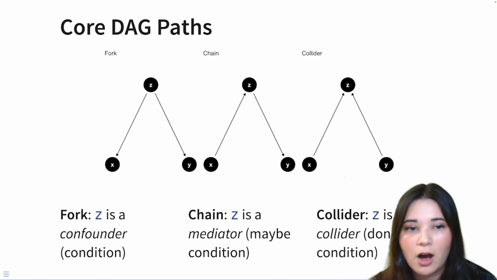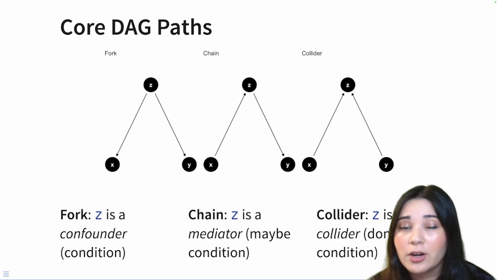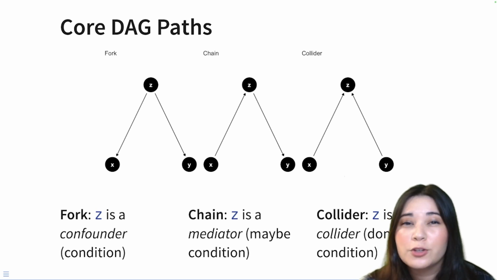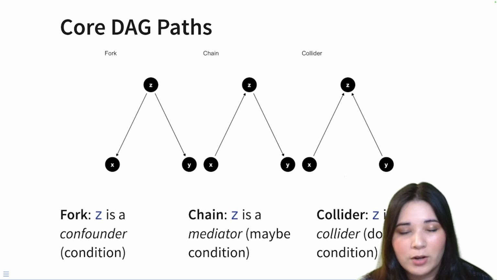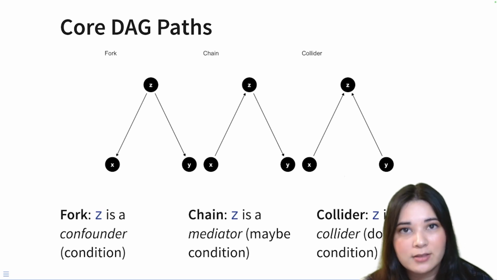For forks, we often want to condition on Z in order to get a better causal estimate. For colliders, we never want to condition on a collider in order to avoid collider bias. For chains, we may or may not want to control for Z depending on whether we want the direct or indirect effect of X on Y.